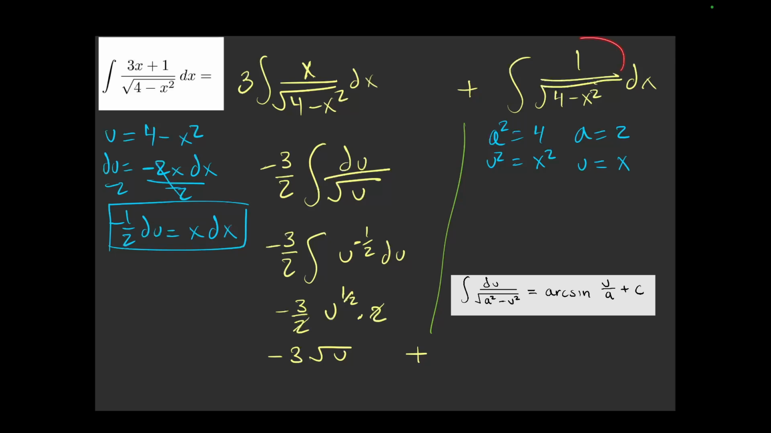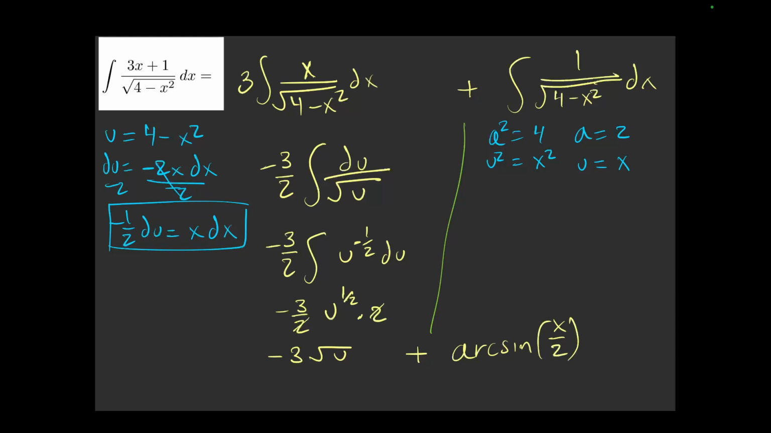So the integral of this is arcsine, so we got arcsine of u over a, where u is x and a is 2, plus c. And then this u over here, we can replace it with 4 minus x squared. So that will be your answer right there.